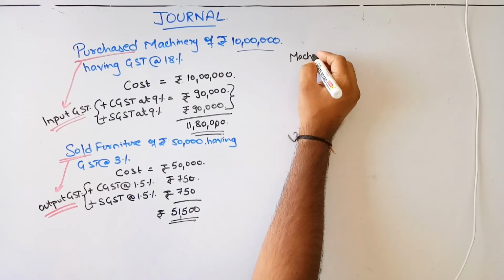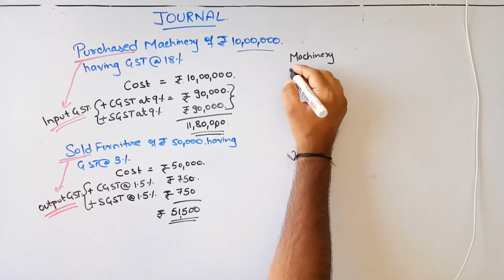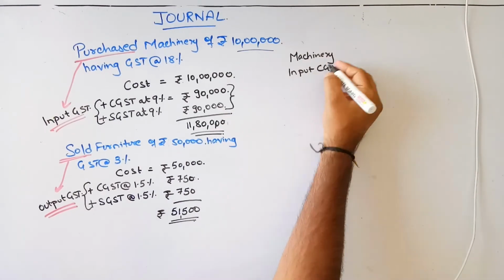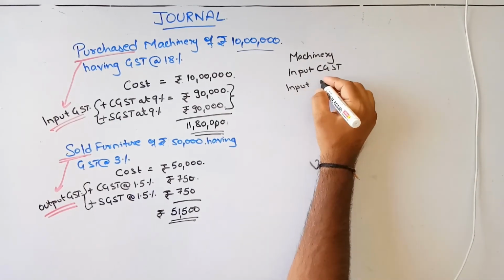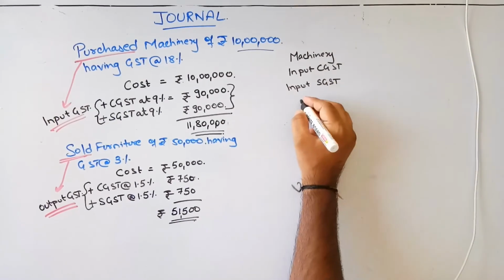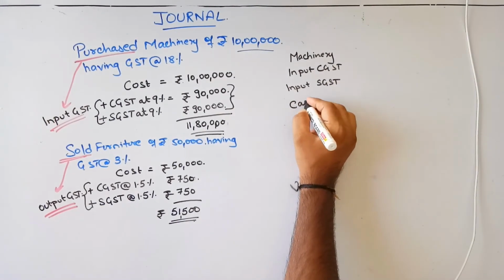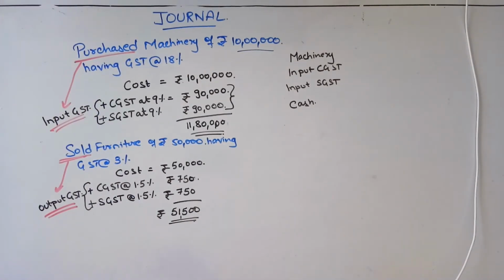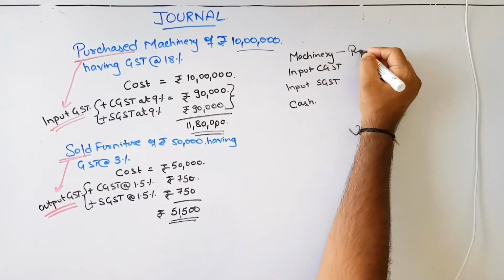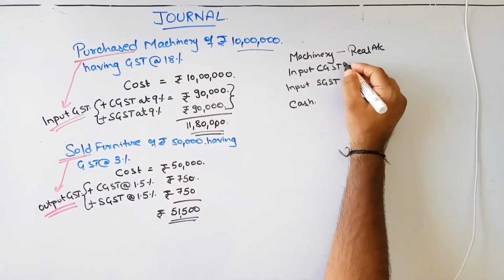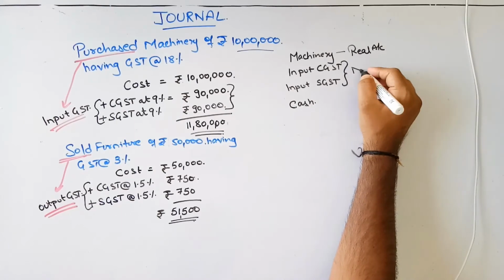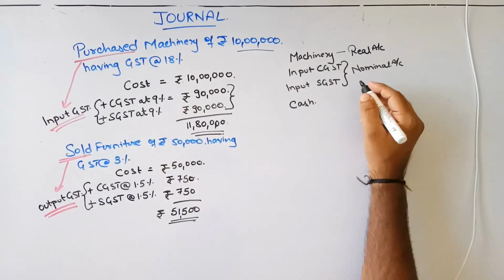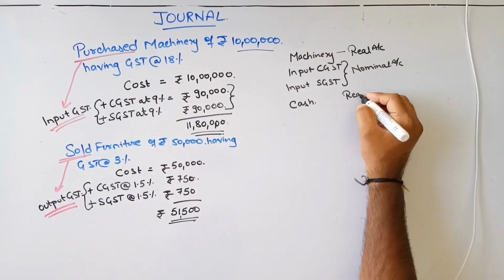We have machinery, then we have input CGST, input SGST, and you have your cash. Correct guys? Out of this, machinery is your real account. These both are your nominal accounts, and your cash is your real account.